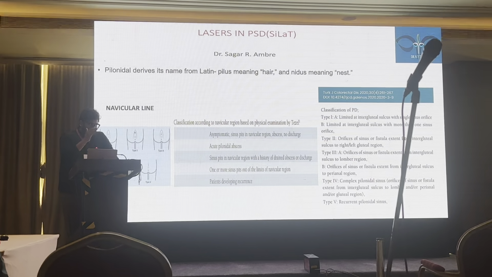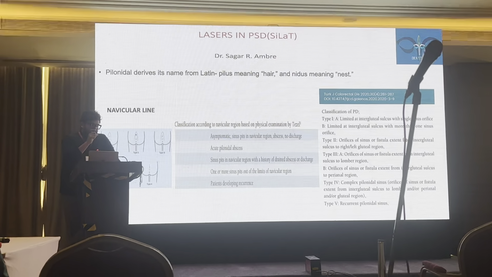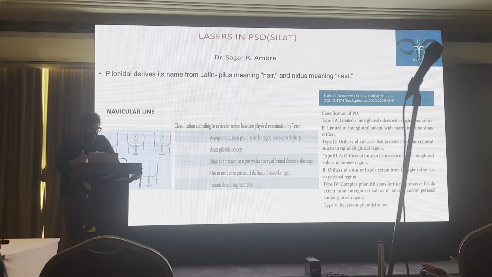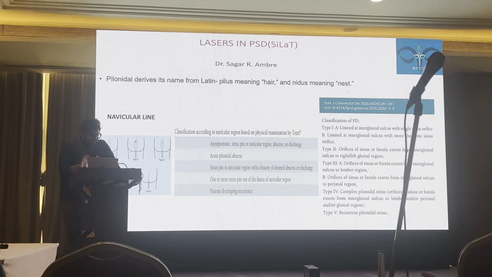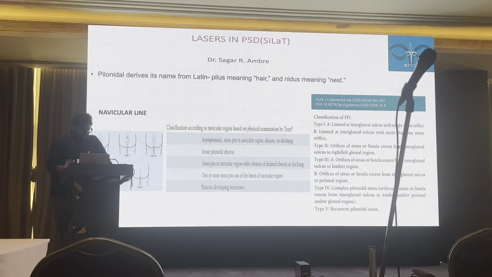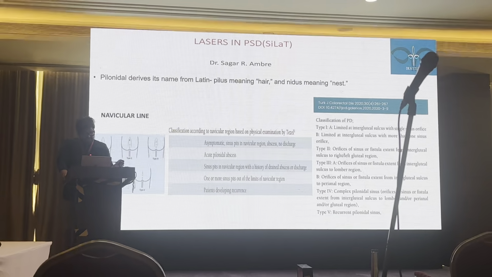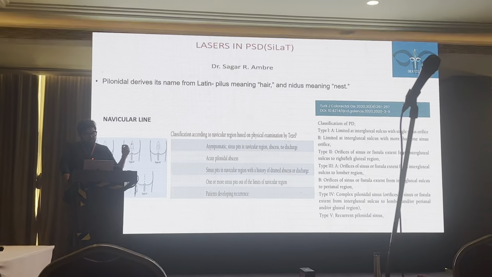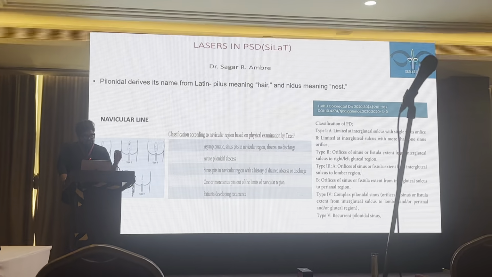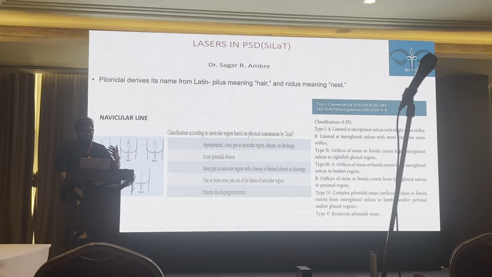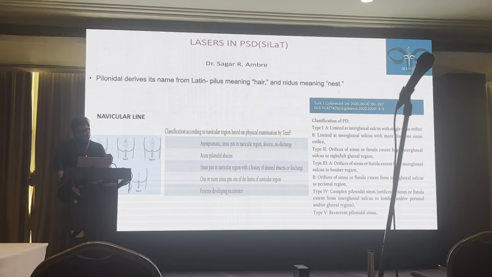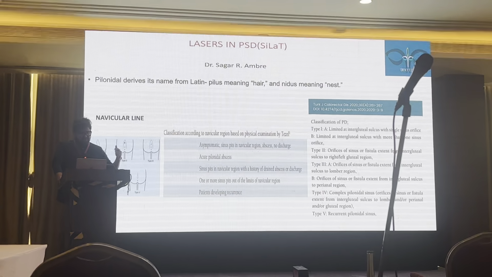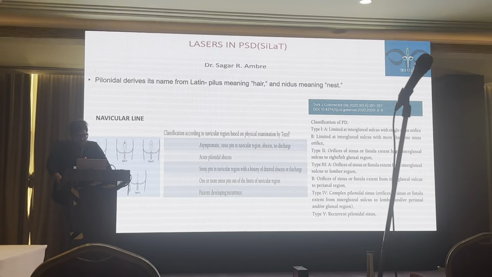Based on this navicular line concept, the TASL in 2018 gave the classification for pilonidal sinus disease, with types up to type 5. The patients we get in the OPDs are mostly type 4 and type 5. Type 4 is one or more sinus pits out of the limit of the navicular line, and type 5 is a patient developing recurrence. This classification was again updated by a Turkish study published in 2020 in Colorectal Disease.